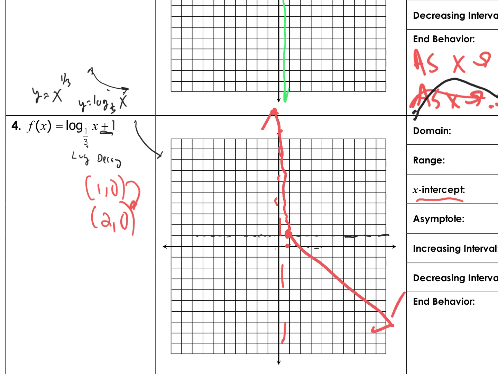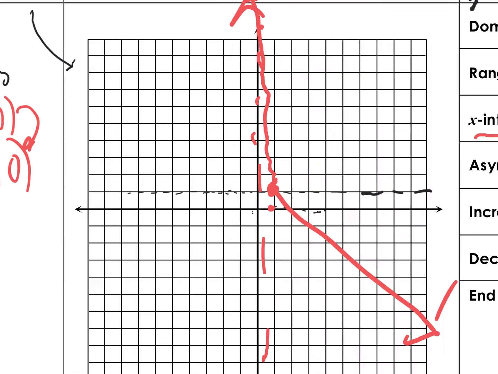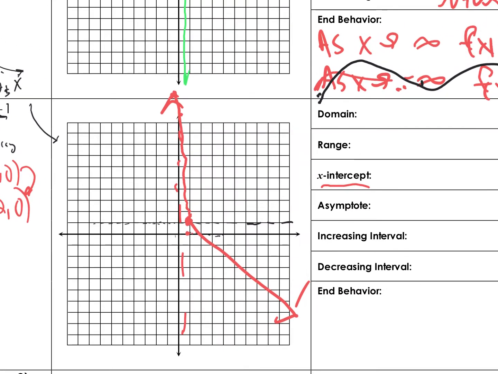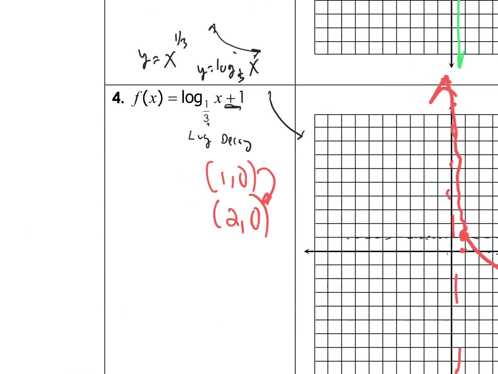So everything looks the same, except you can tell that the x-intercept point moved up. Every point moved up 1. So the domain is still the same, from 0 to infinity. The range is still all real numbers. Now the x-intercept is going to be harder to find. And I don't know how important it is to find it, but we will try to use some algebra here.